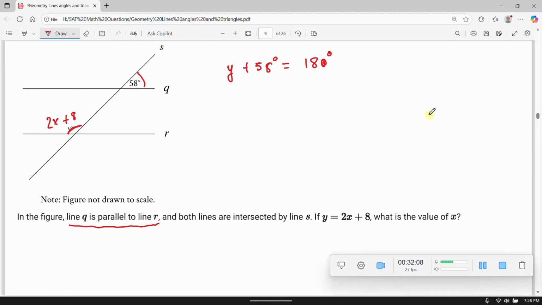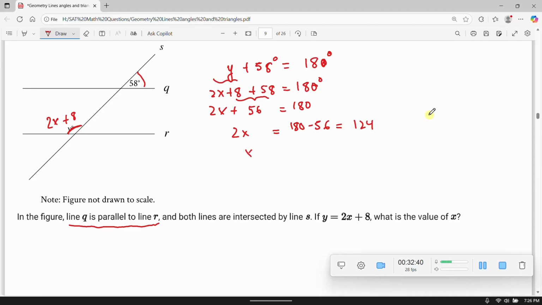So I'm going to replace the angle y with 2x plus 8. So that is 2x plus 8 plus 58 equal to 180. I'm going to combine these two, I got 66. Bring down the 2x. I'm going to minus 56 from 180. I'm going to get 124, and then I divide it by 2. 124 divided by 2 is 62. So x is 62.